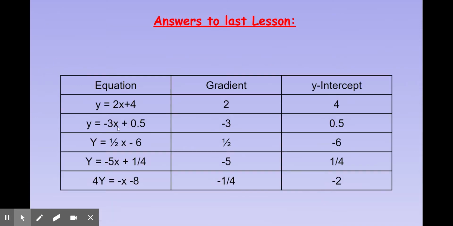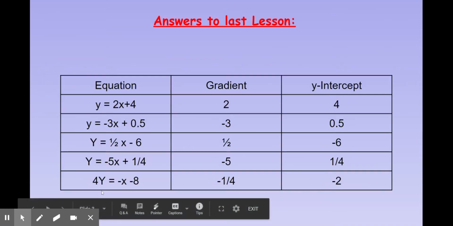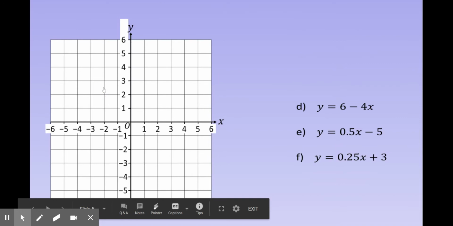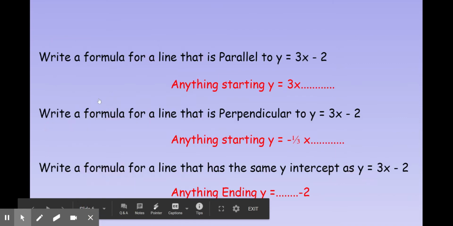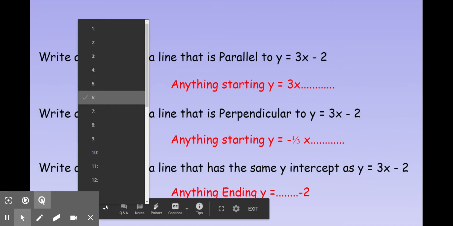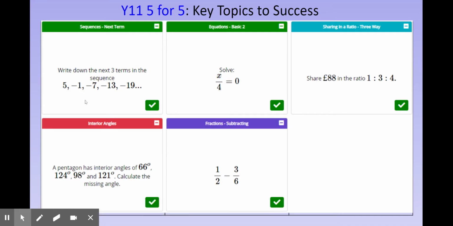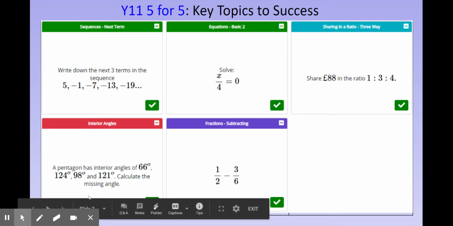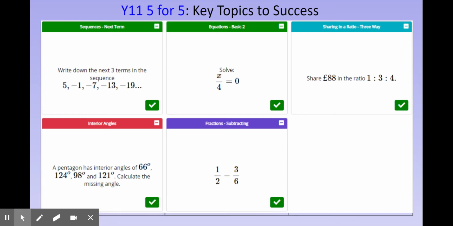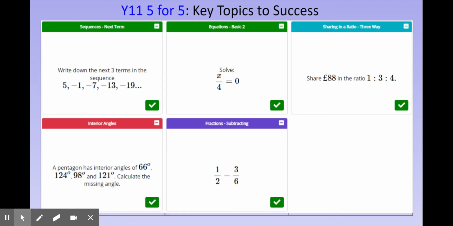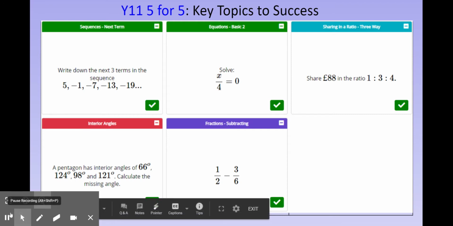Answers to last lesson's work are in slide 3, slide 4, and slide 5 for your reference, and also slide 6. The 5 for 5 starter is in slide 5. Please attempt them on a piece of paper or in your exercise book. Once completed, you can check the answers, which are in slide 8.